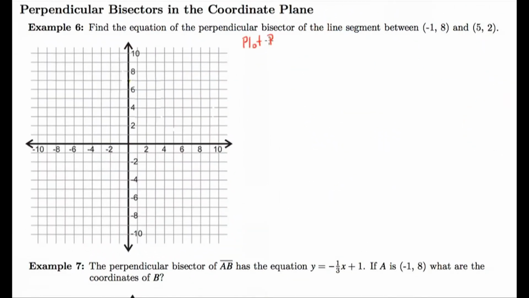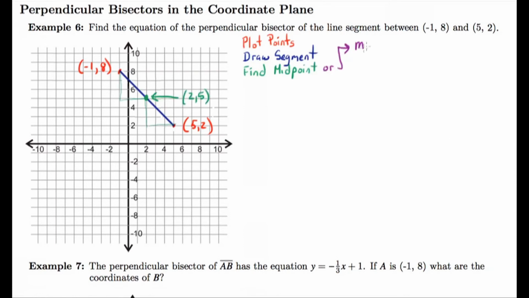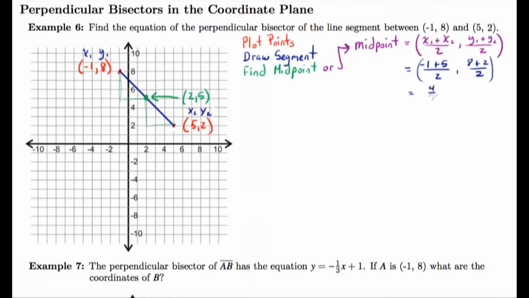Okay, example 6, find the equation of the perpendicular bisector of the line between -1, 8 and 5, 2. Alright, so a perpendicular bisector goes through the midpoint at a 90-degree angle. So plot the points and draw the segment and find the midpoint. You could do this visually or use the midpoint formula, which is x1 plus x2 divided by 2, y1 plus y2 divided by 2. So our midpoint is 2, 5.